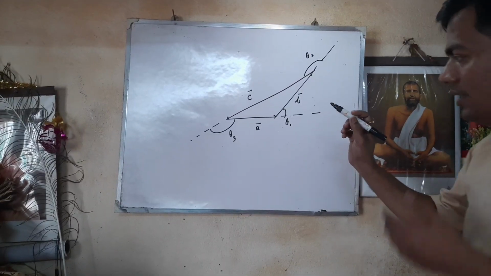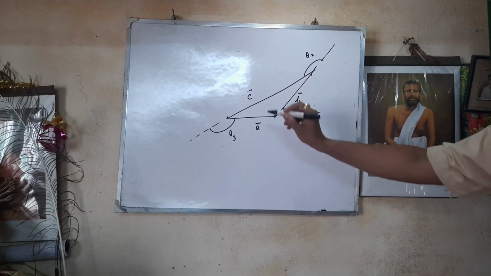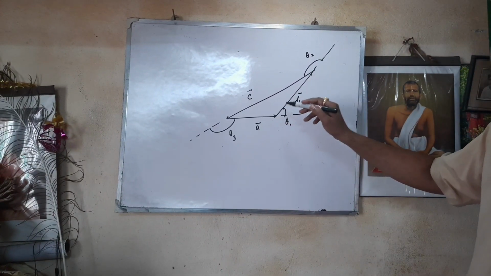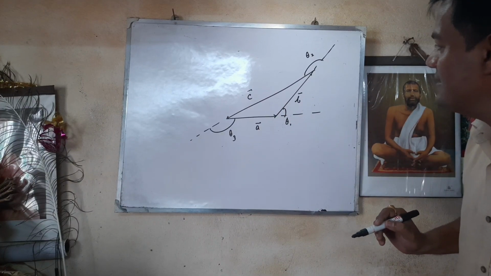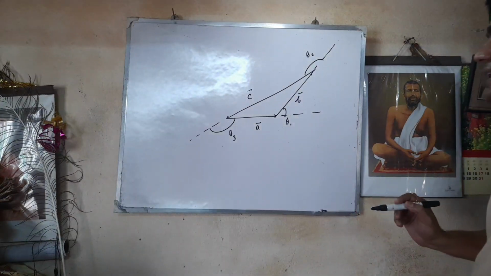Now, I am continuing from my previous lecture. Let us draw such a triangle whose three sides are taken in the same order and represented by the vectors A, B and C respectively. The angle between the vector A and B is theta 1, that between B and C is theta 2, and that between C and A is theta 3.